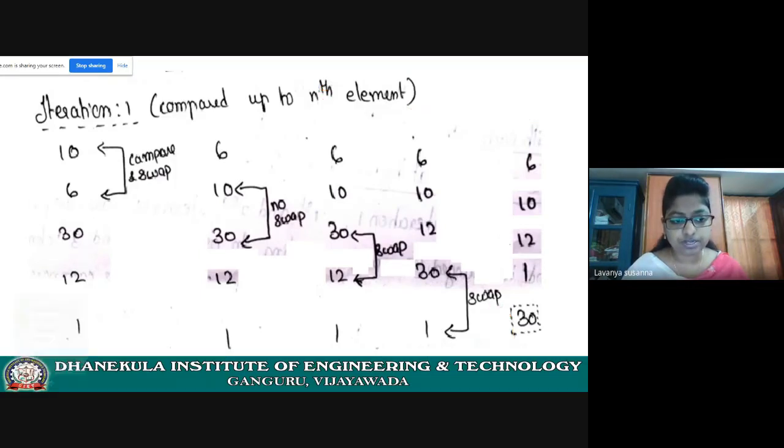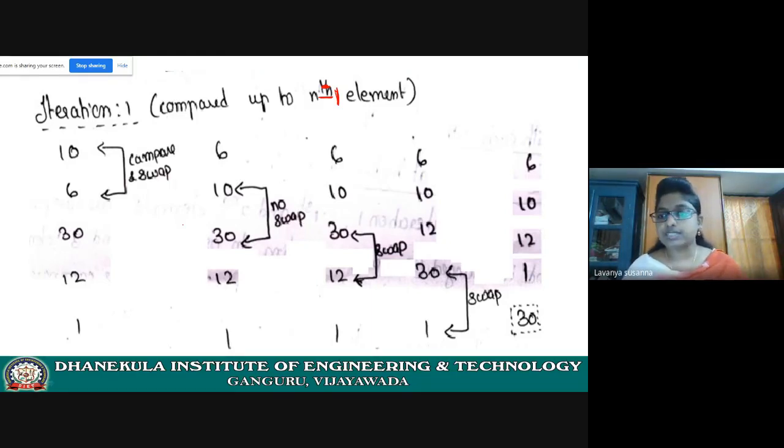I request all the students to note down like this. Iteration 1, compare up to n minus 1 element, not nth element. Nth element is the 5th element. Here the index is up to 4 only, n minus 1. Please rectify it in your notes, in your material also. Just a small mistake.